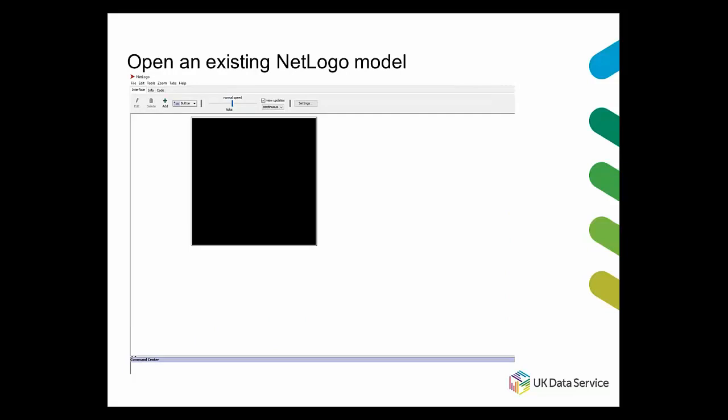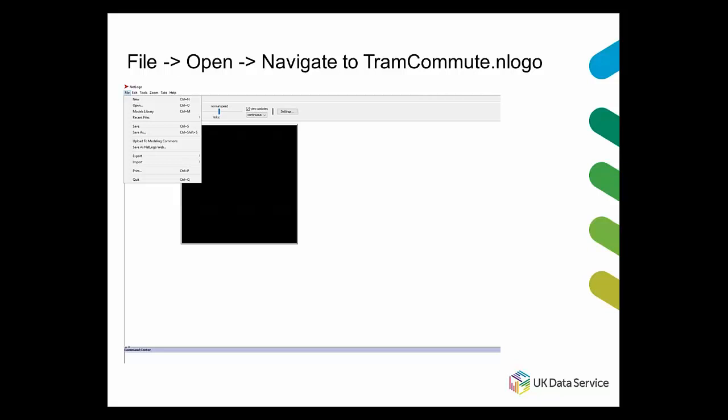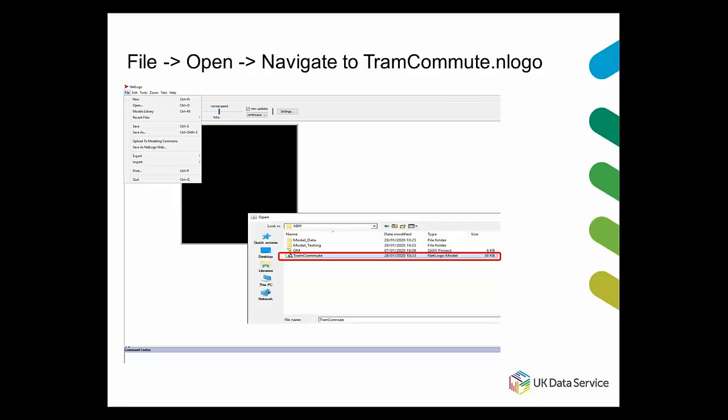However, most of the time, you probably want to work on a model that you saved previously or that you've downloaded from someone else. For that, again, you go to File, but instead of going to the Models library, you go to Open, and then you navigate to where you have a saved NetLogo model. So here you see that I have navigated to my Tram Commute Model.